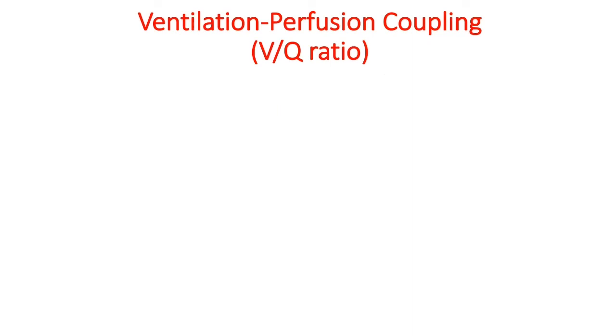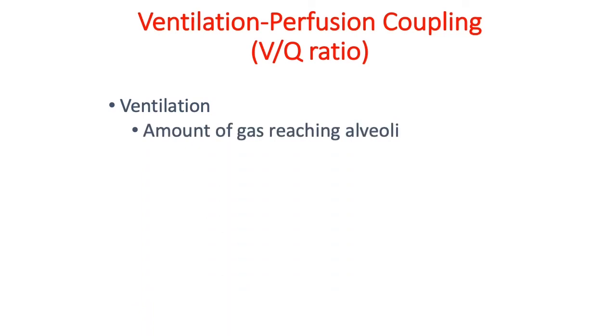Ventilation-perfusion coupling, or the VQ ratio. V here stands for ventilation. Ventilation is the amount of air or gas that reaches the alveoli. It is controlled by bronchial dilation and bronchial constriction. Smooth muscles in the walls of the bronchi will either contract for bronchial constriction or relax, bringing about bronchial dilation.